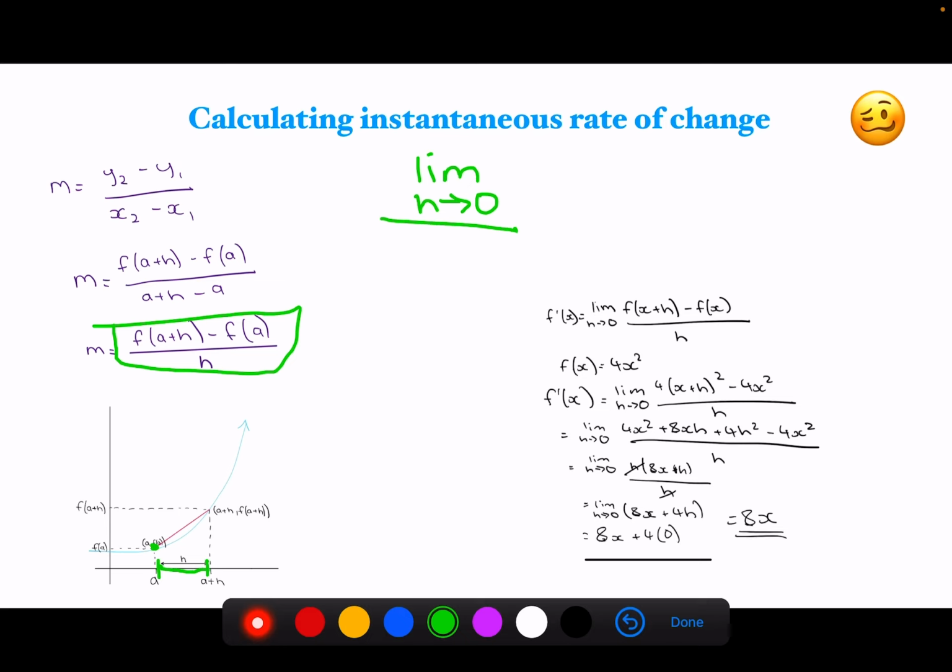Now, we can double check this, knowing our equation already is nx to the n minus 1. If we have nx to the n minus 1, we have 4x squared. You're going to put n to the front. You've already got 4 there, so 2 times 4 is 8. So you're going to have 8x to the 2 minus 1, which is just 8x, which is exactly what we got. So we can see that this equation's working.